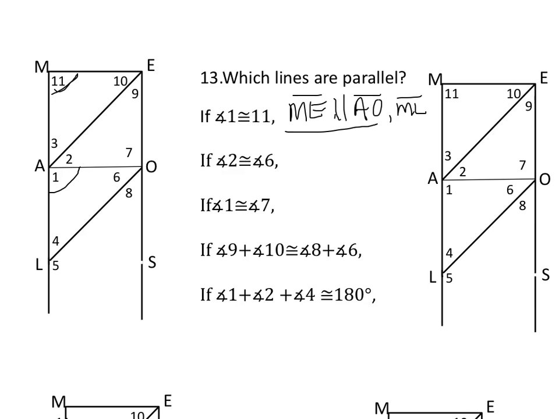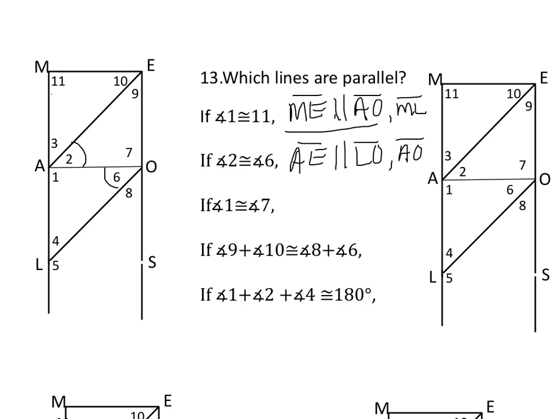Angle 2 and angle 6, if I mark those angles here, angle 2 and angle 6, those are alternate interior angles formed by line AE, line LO, and the transversal would be AO.